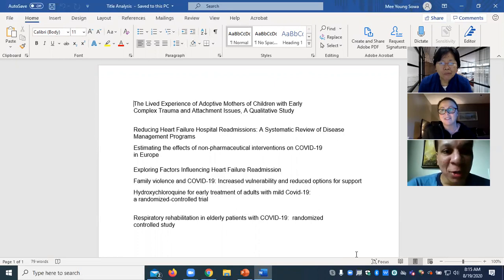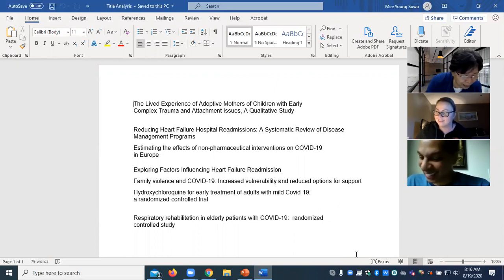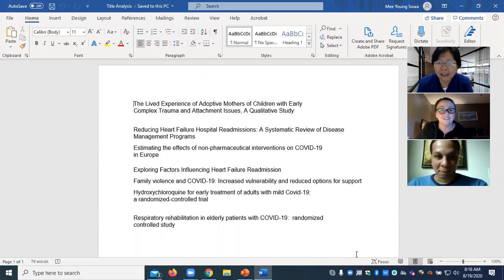Here goes. Reducing heart failure hospital readmissions, a systematic review of disease management programs. Can you guess whether it's qualitative or quantitative? Probably quantitative. Yes, thank you. Possibly it could be qualitative because we can do a systematic review of qualitative studies, but I can guess this is quantitative, okay? If you are suspicious, you have to actually read the abstract, okay? Good job. Okay, I'm going to go to Ethan Bell, is Bell here?